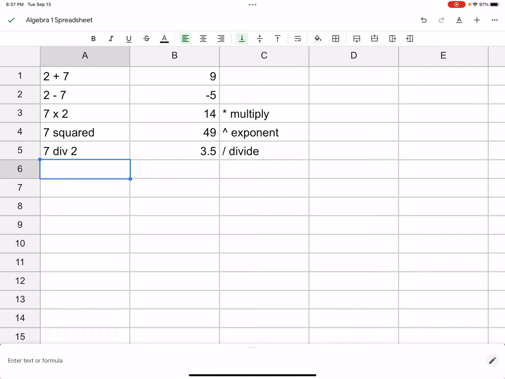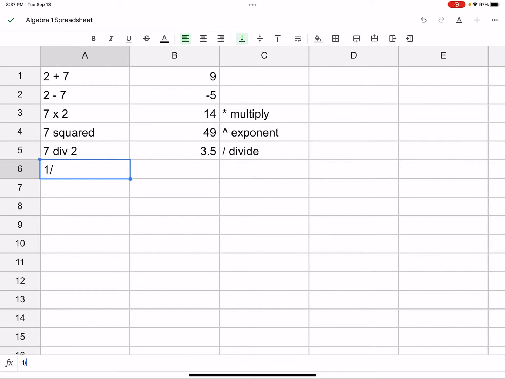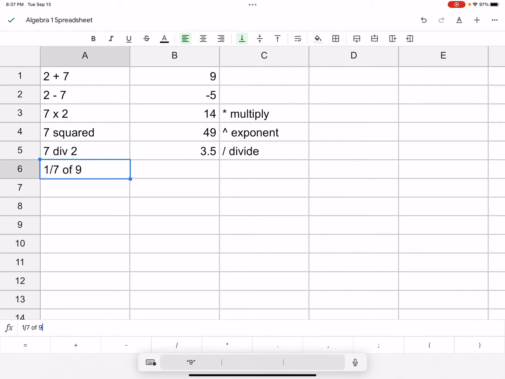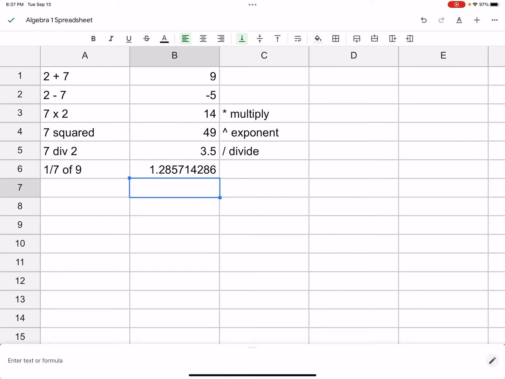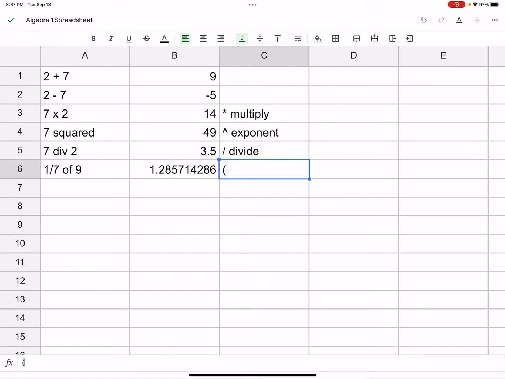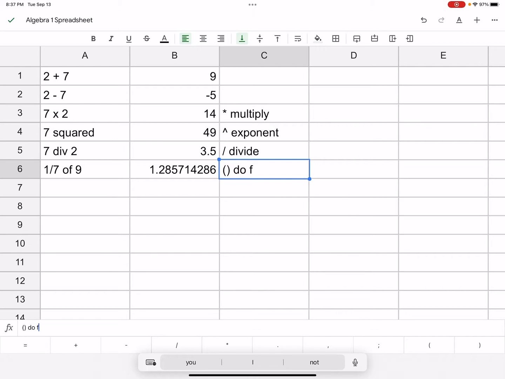The next one is 1/7 of 9. In this one, we're going to say it's equal to, first thing we want to do is to find 1/7. So the parenthesis says to do that first. Of means multiply, and then 9. So we're going to have 1.28, some crazy number there. Remember, the parentheses means do whatever's inside of here first.